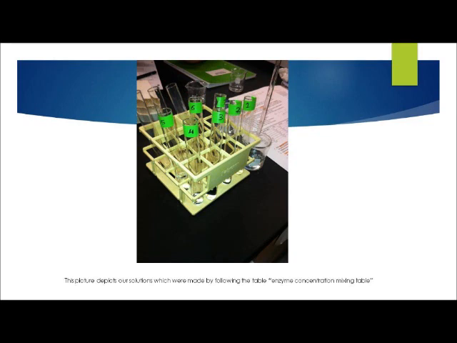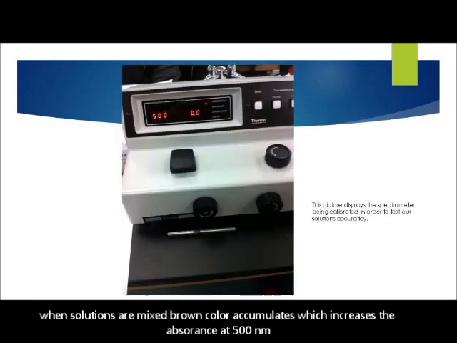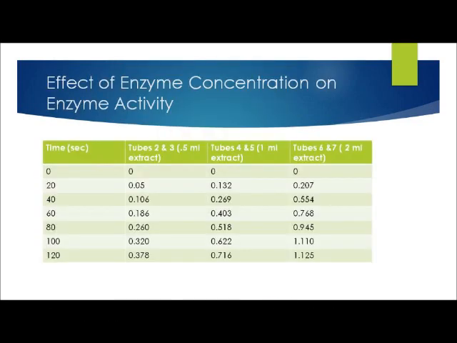This picture depicts our solutions, which were made by following the enzyme concentration mixing table. This picture displays the spectrometer being calibrated in order to test our solutions accurately. The table displays the effect of enzyme concentrations on enzyme activity. As you can see, we have measured the absorbance in nanometers for tubes 2 and 3, 4 and 5, 6 and 7 in 20-second intervals.